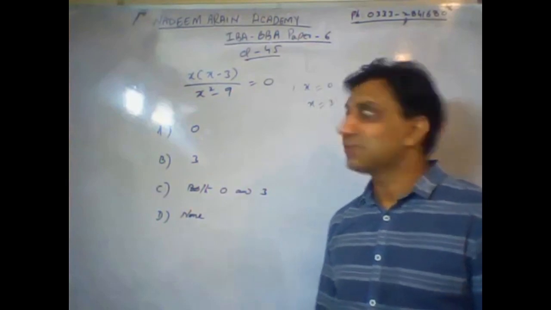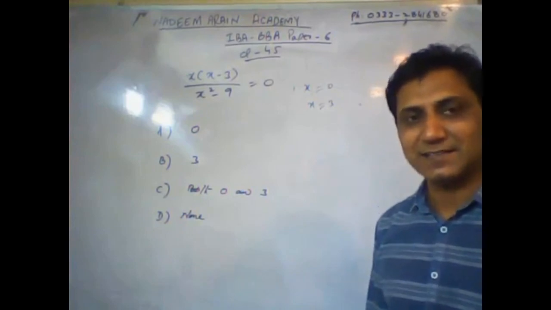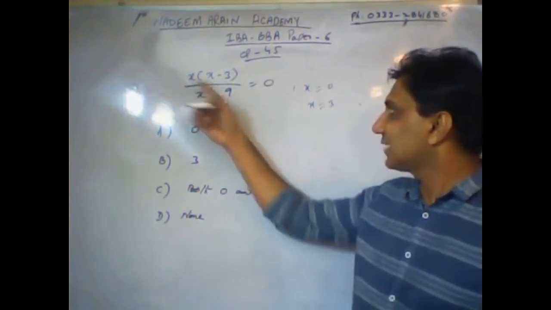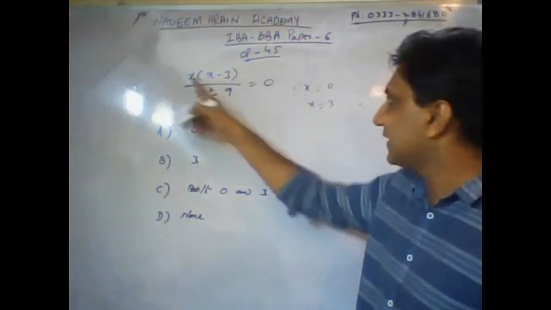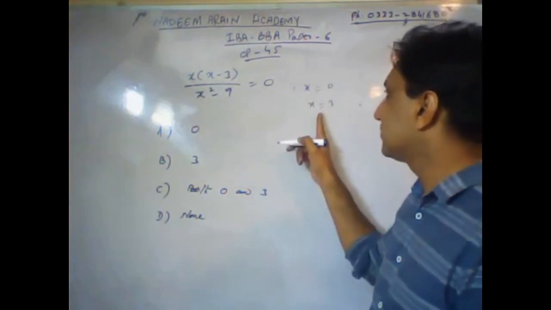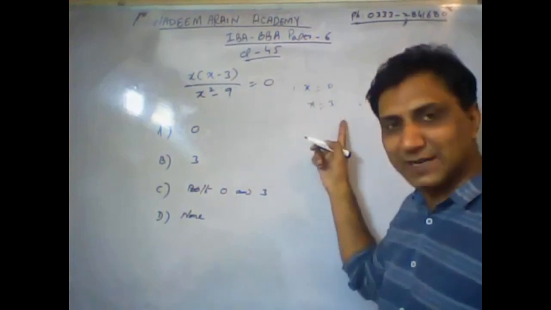Hello students, this is question number 45 from IB past paper 6. The question is regarding solving equations. The question is simple. x minus 3 over x squared minus 9 is equal to 0. You bring it there, multiply by the denominator, and you get x into x minus 3. So either x is 0 or x minus 3 is equal to 0, so x is equal to 3. So the options are x equal to 0 and x equal to 3.